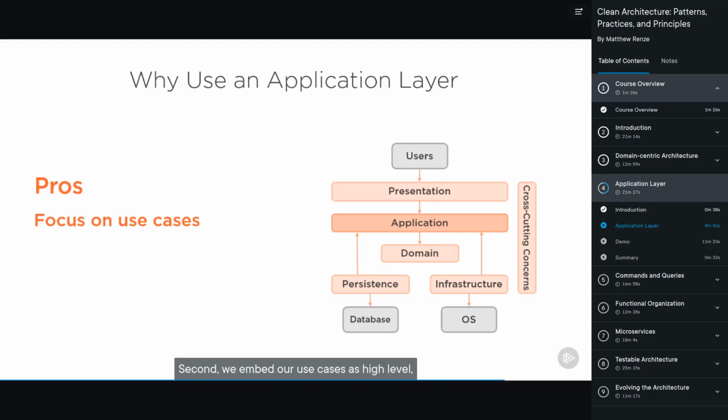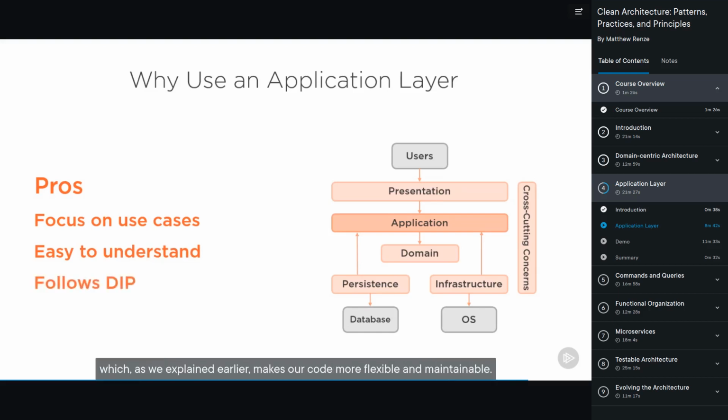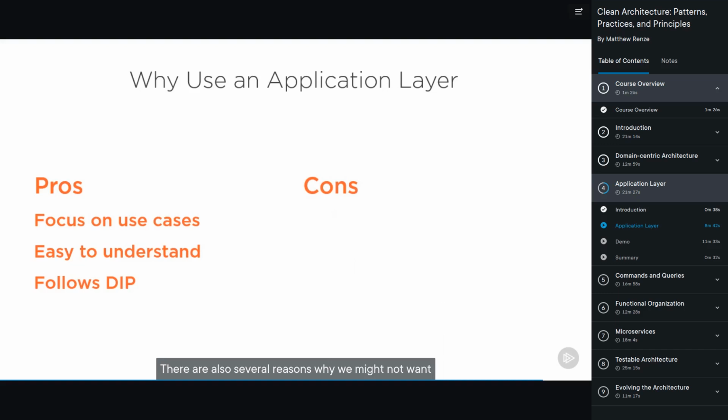Second, we embed our use cases as high-level executable code, which then delegate low-level steps to other classes. This makes it very easy to understand the code, the use case's intention, and to reason about the software as a whole. This is highly beneficial for developers creating the application and the developers maintaining the application. Third, it follows the dependency inversion principle, which, as we explained earlier, makes our code more flexible and maintainable. In addition, it allows us to defer implementation decisions until later in the project, and thus evolve the architecture over time. There are also several reasons why we might not want to implement an application layer.